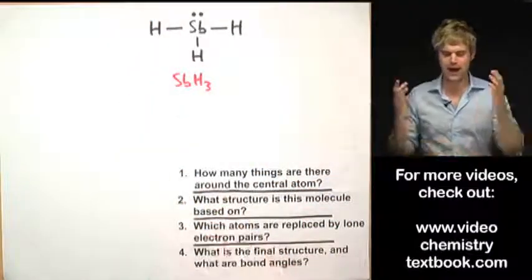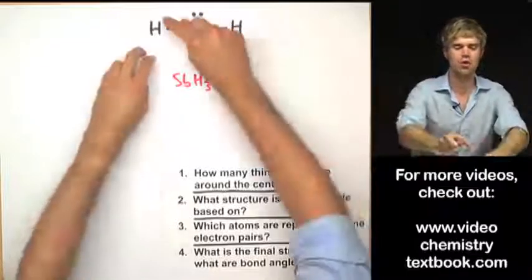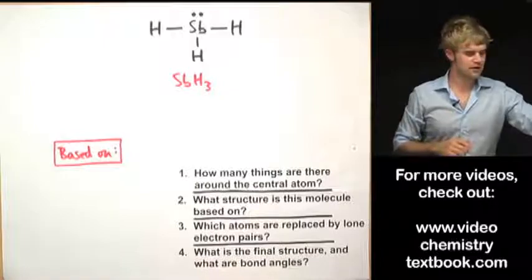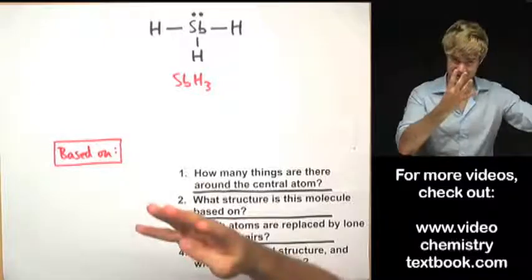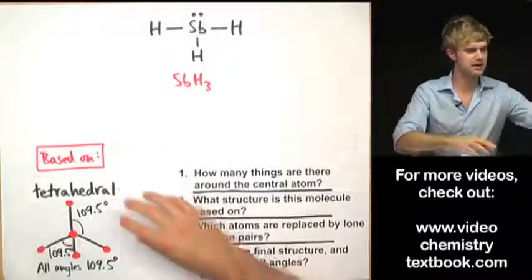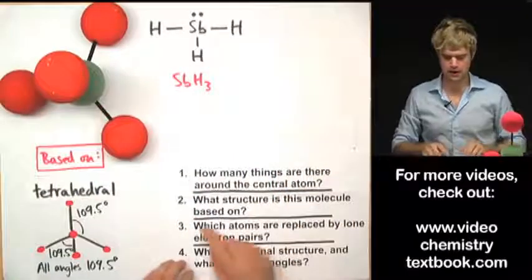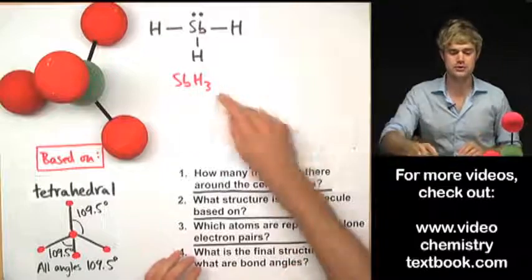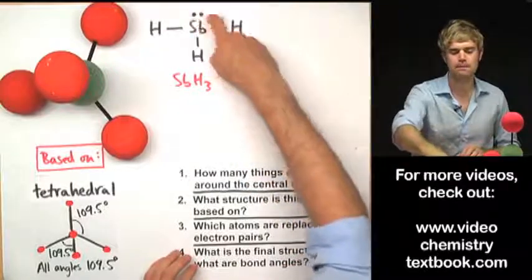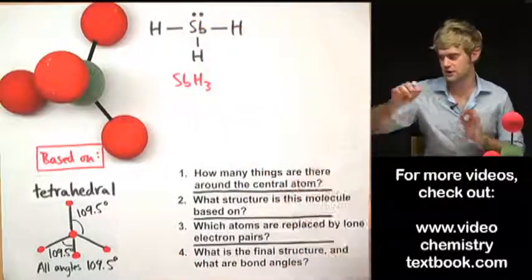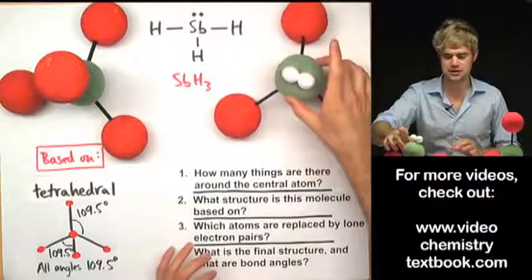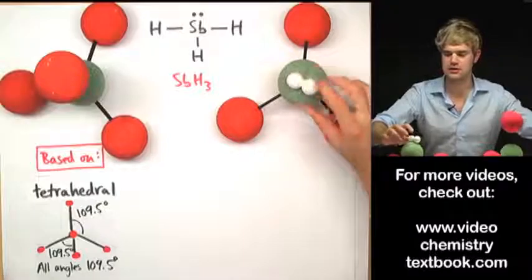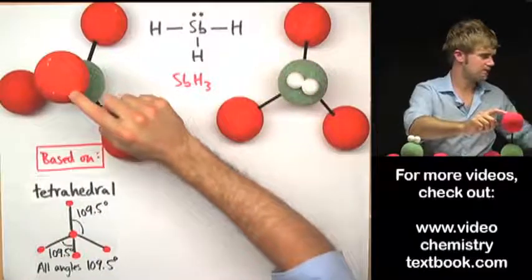SbH3. Number 1, how many things are there around the central atom? 1, 2, 3 bonds, 1 lone electron pair. So there are 4 things total around the central atom, and it's going to be based on a tetrahedral shape. Now, which atoms are replaced by lone electron pairs? In SbH3, one of these 4 things is a lone electron pair. So that means that its shape is going to be like this, because this lone electron pair replaces this atom.